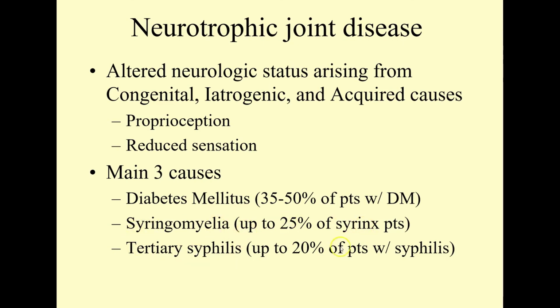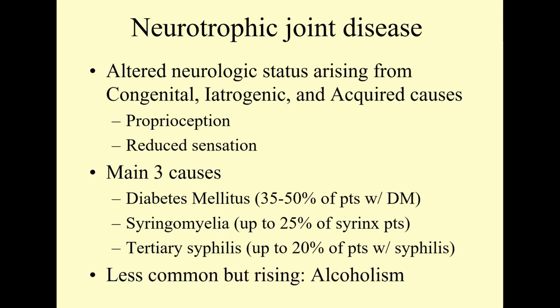And then tertiary syphilis, up to 20% of patients with syphilis, and this is usually in the socioeconomically deprived or medically underserved individuals. We actually do have treatments that would prevent a patient moving into this tertiary stage. I've had a talk lately about alcoholism and its relationship to neurotrophic joint disease. It's not particularly common, but it's not zero, and it's definitely something we need to pay attention to.